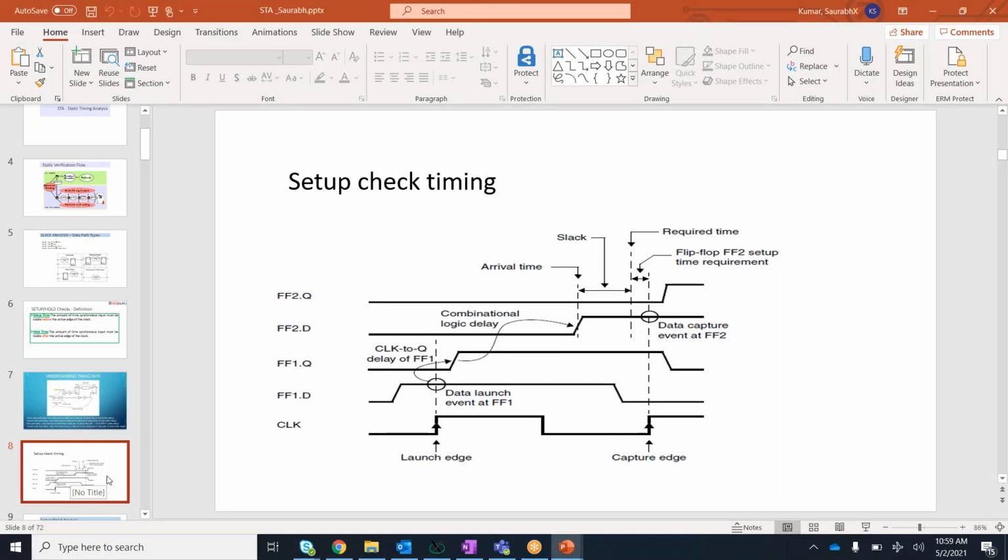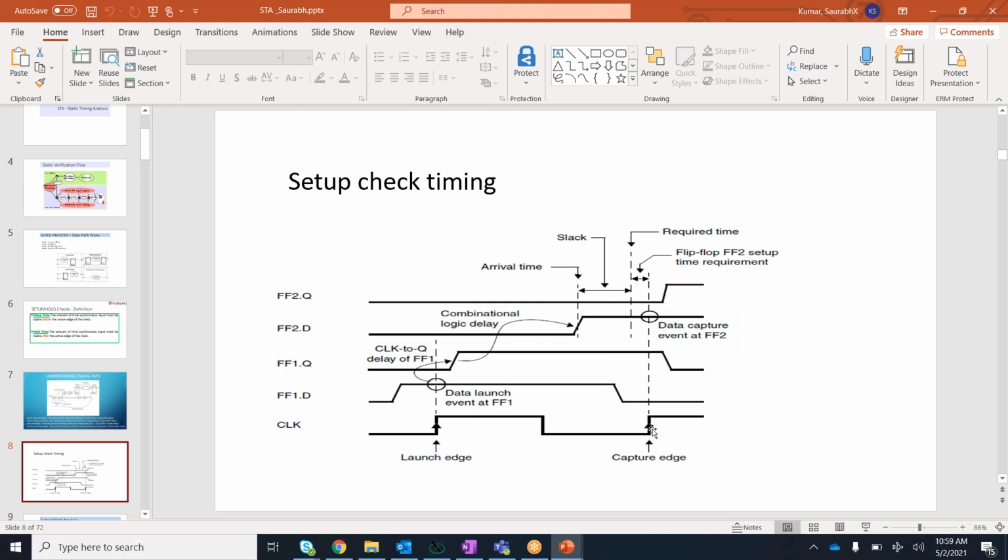Any confusion till here? Yes, sir means you have a question. No, sir. Actually, in between, your voice was breaking while you were explaining the waveforms, so I did not get it properly. Okay, I will repeat again.